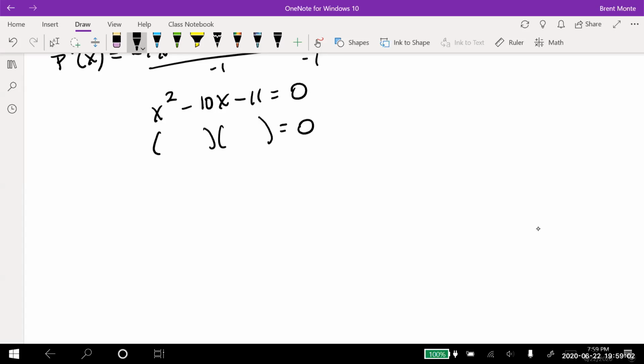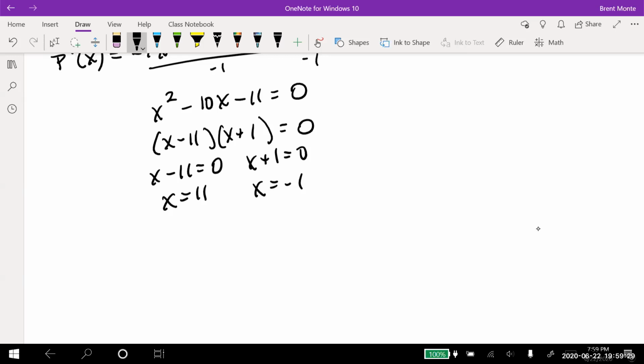So we need two numbers that multiply to -11, add to -10. So it's x minus 11 and x plus 1. And so I set each of those equal to 0. Either x minus 11 equals 0, which would mean x is 11, or x plus 1 equals 0, which is x equals -1. And hopefully a lot of you go straight there from the factoring. You say, well, if x plus 1 equals 0, I know x is -1. But if you want to set it equal to 0 and then solve, you're welcome to do that.